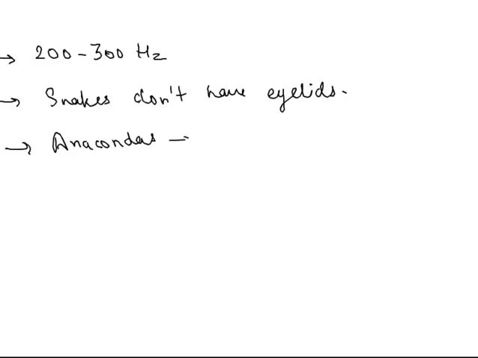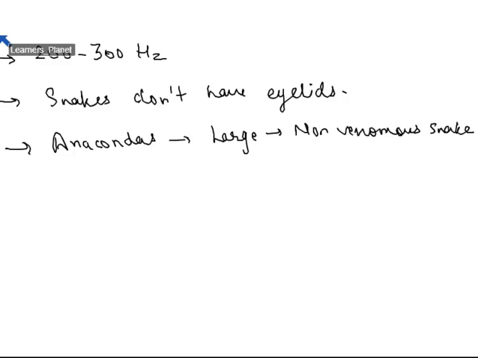Anacondas are large non-venomous snakes found in South America that can reach over 5 meters in length. So how large they are. There are some sea snakes also. They can breathe partially through their skin, allowing for longer dives underwater.